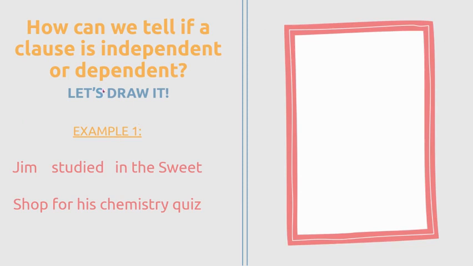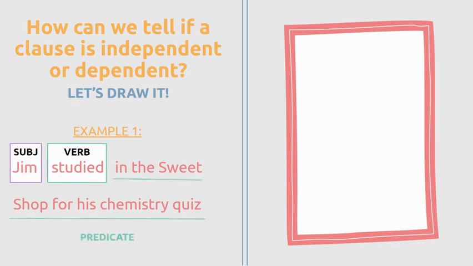So, example one, we have Jim studied in the sweet shop for his chemistry quiz. First, we need to make sure we have a clause. So, do we have an action? Yes, we have studied, right? So, studied is our verb. And do we have somebody doing the studying? Do we have a subject? Yep, Jim studying, right? So, we have a subject, we have a verb, we have a rest of the predicate.